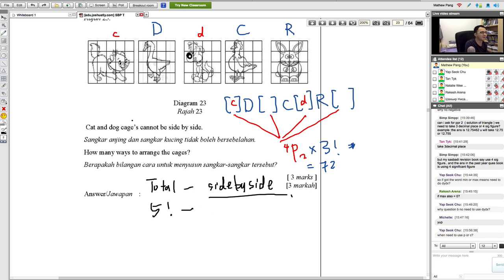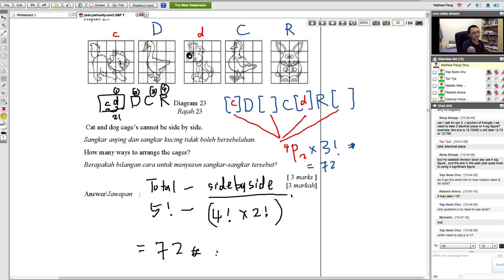Okay, so if I group them side by side, I will group C and D together, and then I have capital D, capital C, and capital R. You see I have how many objects? I have 1, 2, 3, 4. The 4 objects here, I can randomly arrange them. I call it 4 factorial. But then the C and D, they can switch place among themselves, isn't it? So here is another 2 factorial. So I multiply 2 factorial. So this is how they are side by side, right? So I use 5 factorial minus their side by side. I will get the same answer, 72 also. Okay, depending on which method is easier for you to understand, both will give you the same answer.